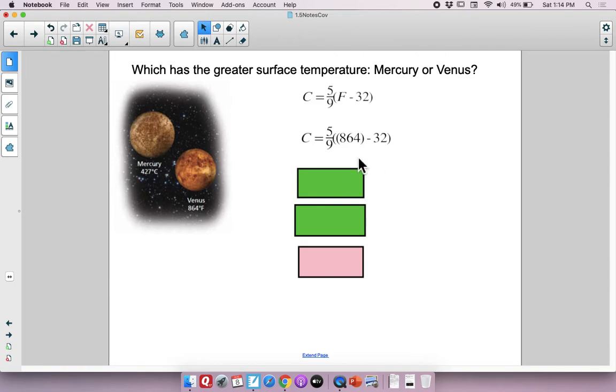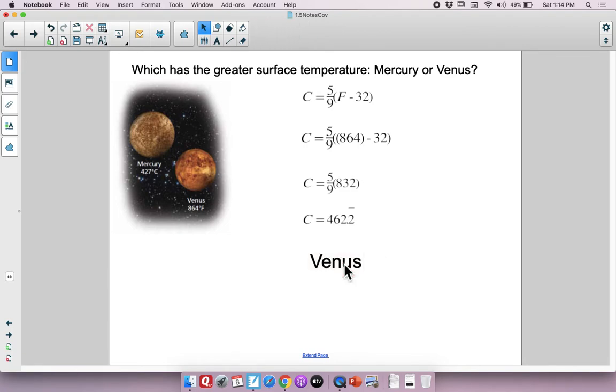So if you did that, what would you do next? Follow order of operations. You would subtract the 32, and then we would multiply 5/9 times 832, and you get 462.2. So which one's warmer? You said Venus. You were right. I think it has to do with the fact that it's got kind of more of a greenhouse effect with its atmosphere, whereas Mercury has a very thin atmosphere.